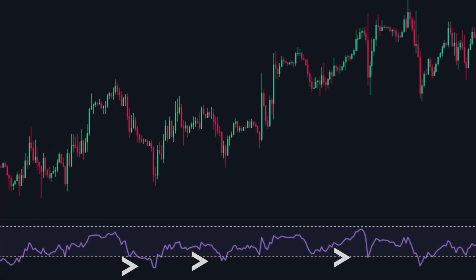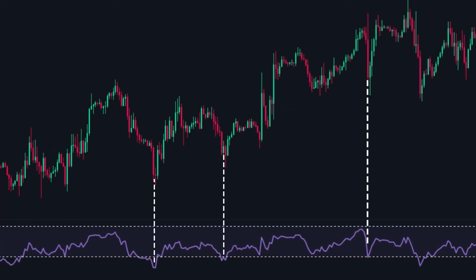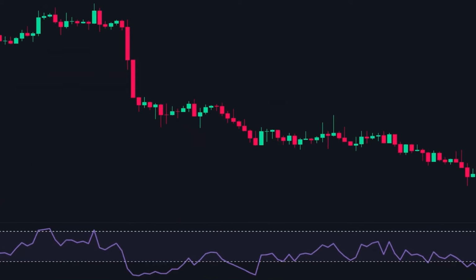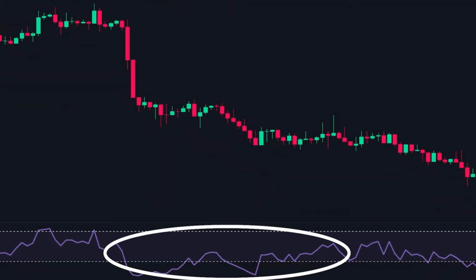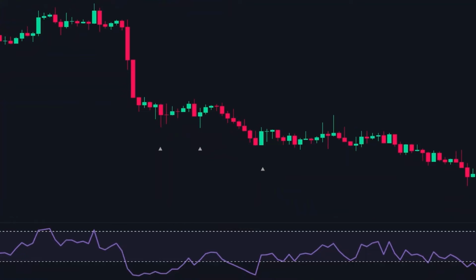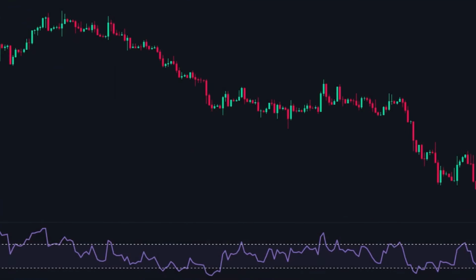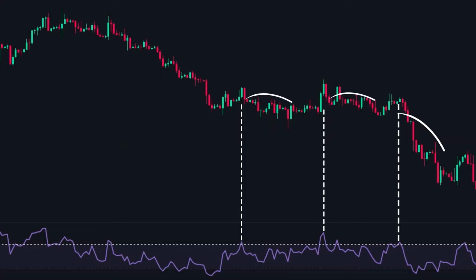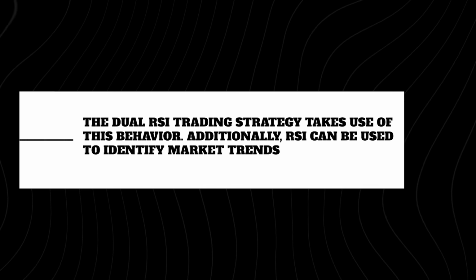Nonetheless, the price frequently respects oversold levels greatly in an uptrend. When the price approaches the oversold area, an upside reversal almost always occurs. The same idea applies in a downtrend. In a downtrend, prices tend to remain oversold for extended periods of time with no pullbacks. Buying here will result in losses. However, the price tends to respect the overbought levels significantly. When the price approaches overbought levels, it nearly always reverses. The dual RSI trading strategy takes advantage of this behavior.